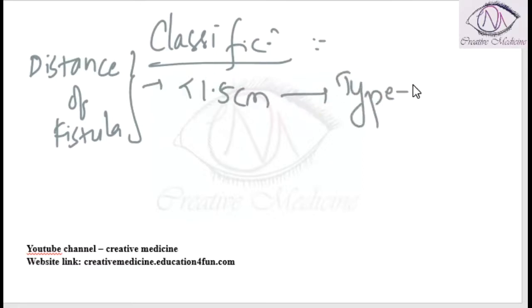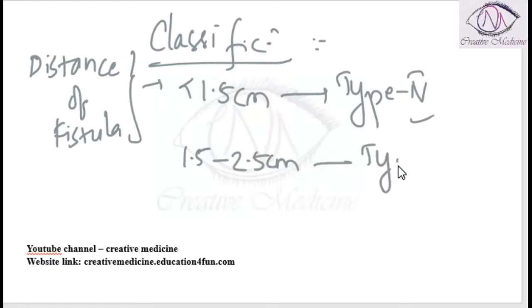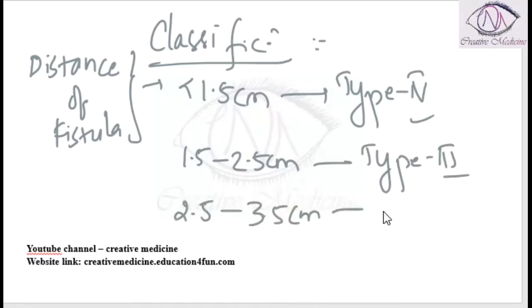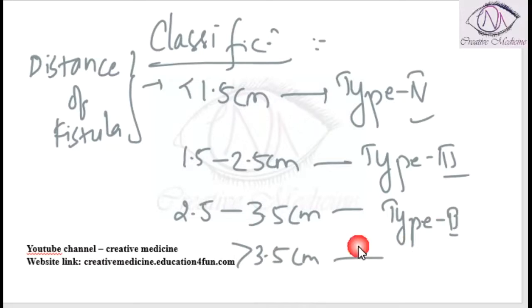If it is between 1.5 to 2.5 centimeters, then it is type 3 fistula. If it is between 2.5 to 3.5 centimeters, then it is called as type 2 fistula. If it is more than 3.5 centimeters, then it is type 1 fistula.